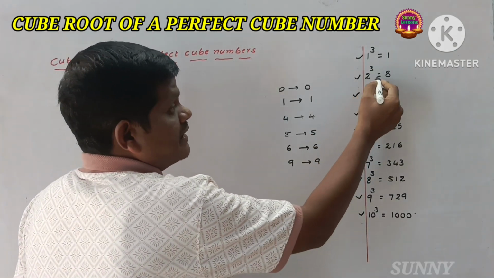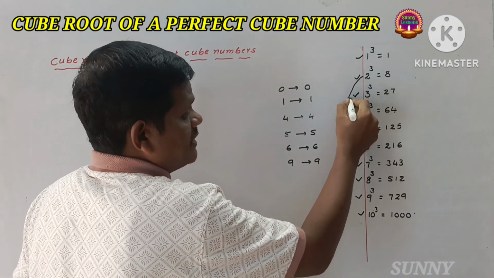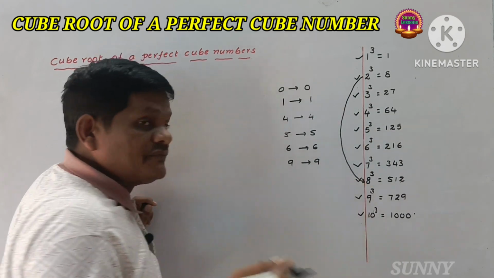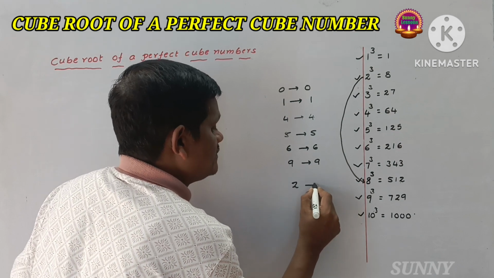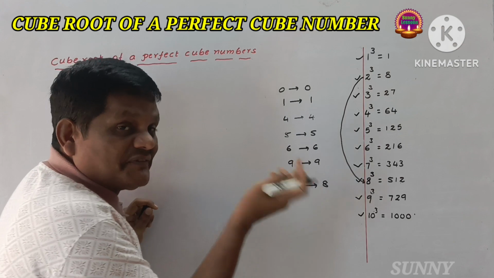When the perfect cube number ends with 8, the cube root ends with 2. When the perfect cube number ends with 2, the cube root ends with 8. So, the perfect cube number ends with 2, if it is 8. The perfect cube number ends with 8, if it is 2.